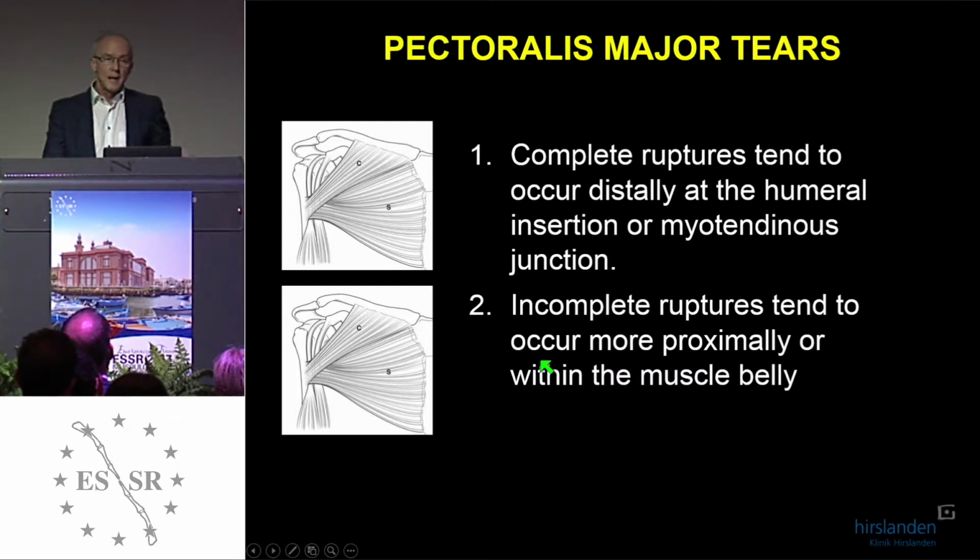We have two types of tears. We have the tears which are complete, and they often occur distally at the insertion or at the myotendinous junction. And we have incomplete tears. These are more muscle sprains which are more proximally located and are less important.